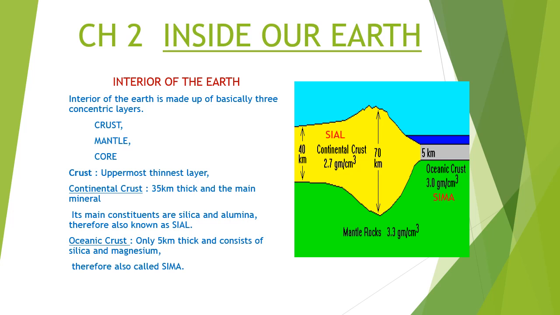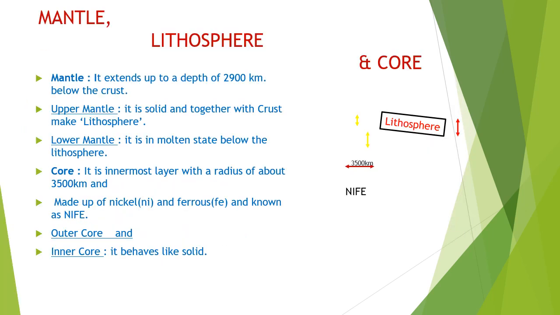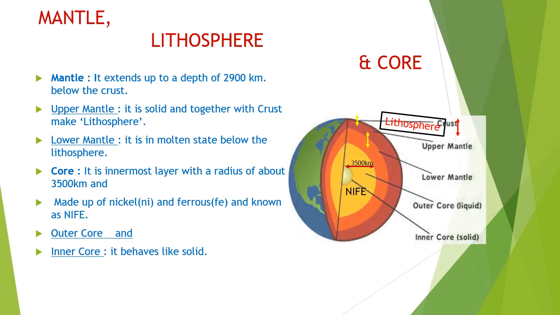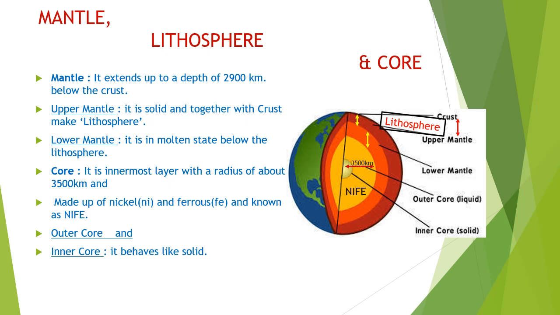Already we have studied about the structure inside the earth, which consists of three concentric layers: crust, which is divided into two parts, continental crust and oceanic crust. Mantle is divided into two parts, upper mantle and lower mantle. Upper mantle is in solid form and together with crust makes lithosphere. Then the innermost layer, core, is also divided into two parts, outer core and inner core.